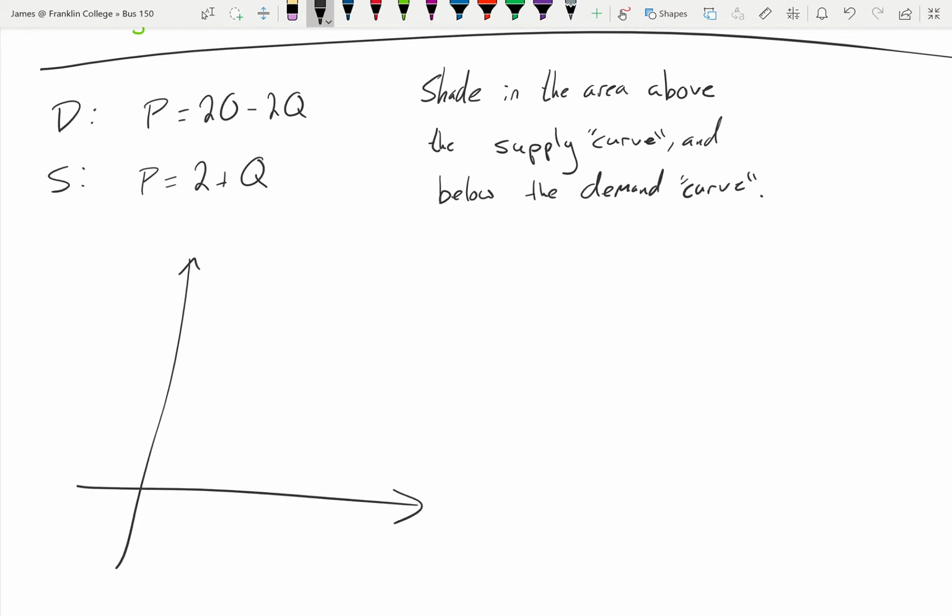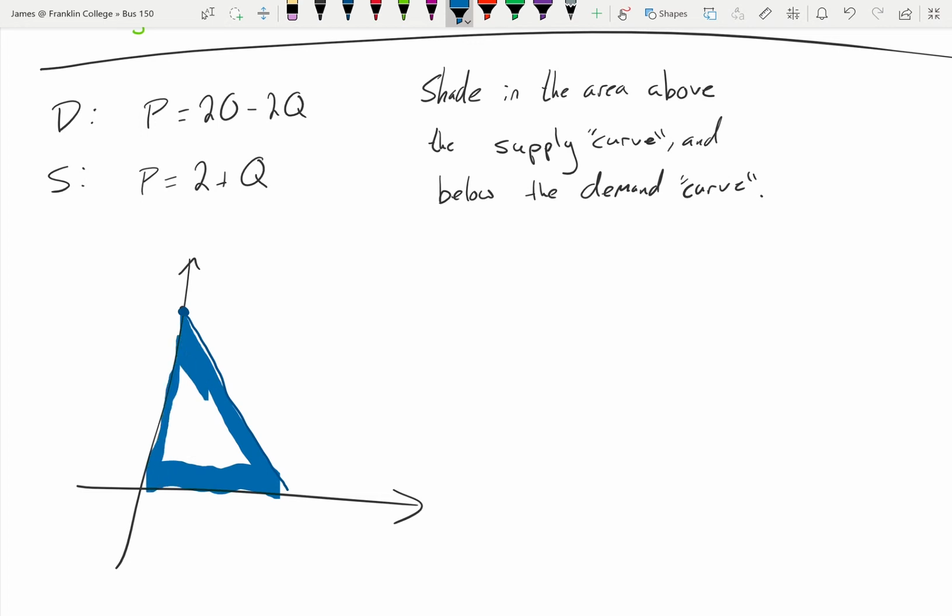All right, so once again, we're going to be interested in graphing this system of linear inequalities. So we have two equations. The demand curve is 20 minus 2Q. So we have a y-intercept of 20. Let's do that in blue. And then we have a slope of -2. So that is our demand curve. And we're going to want to shade in the area below the demand curve.